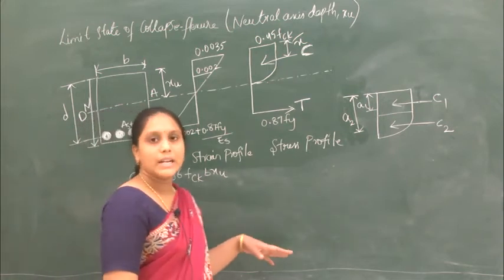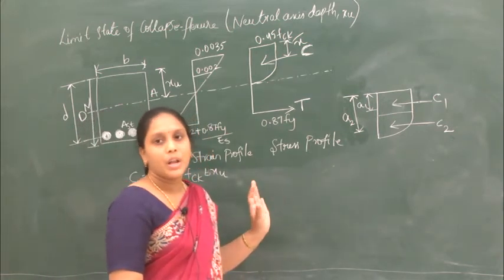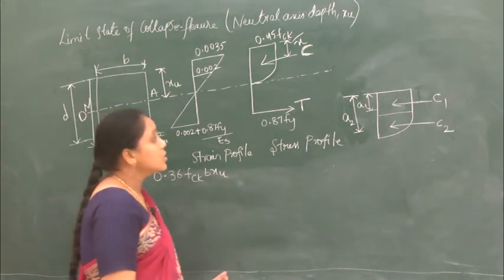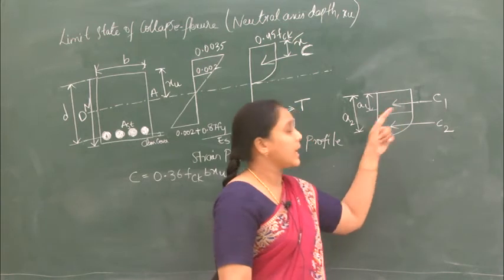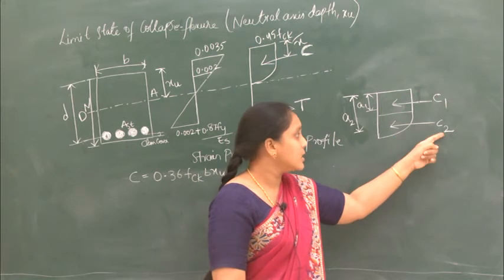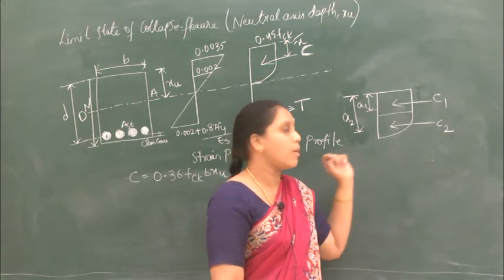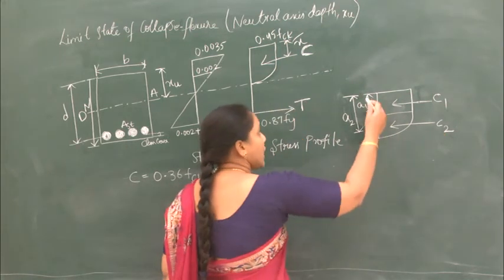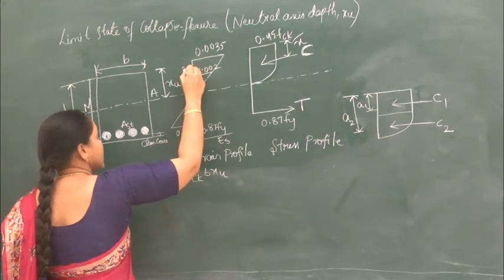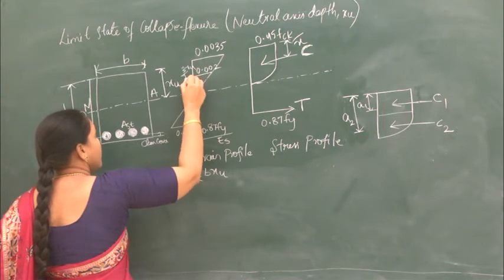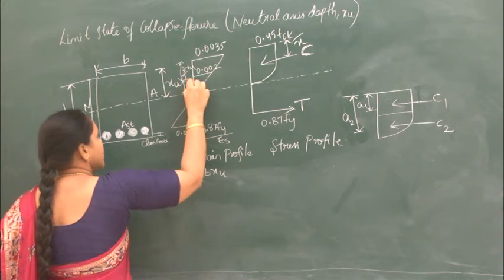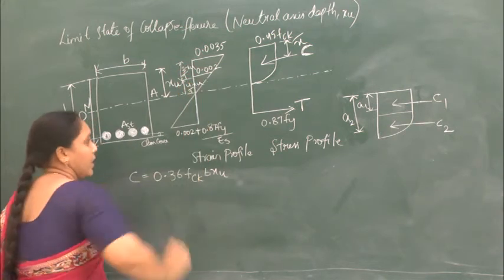So first let us calculate A1 and A2. How can we calculate A1 and A2? The compressive force for this rectangular portion will act at the CG of this rectangular portion, and C2 will be acting at the CG of this parabolic portion. We already calculated the distances x1 and x2. What is x1 here? This distance is 3/7 xu. And this distance we have also calculated, which is 4/7 xu.